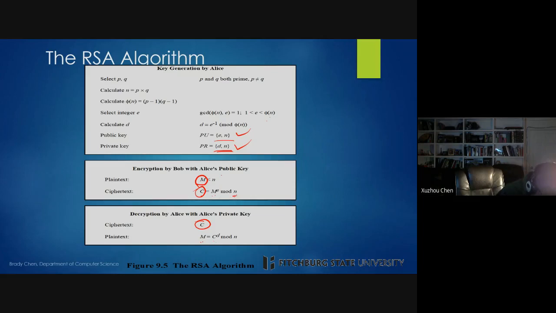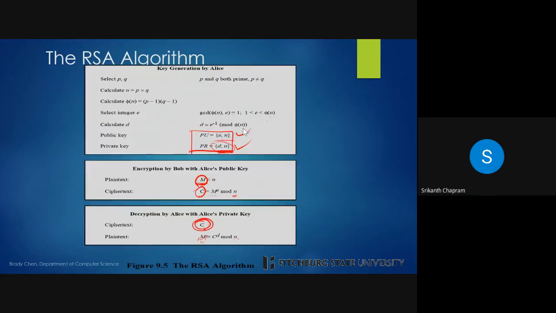So for example, if you generated these two keys and someone wants to send you a message M, they can grab your public key, calculate C, and send C to you. Then you can decrypt C using your private key, C to the D modulo N, and restore M. But other people, even though they get C, still cannot get M because they don't know D. And they also cannot find D because it's difficult.